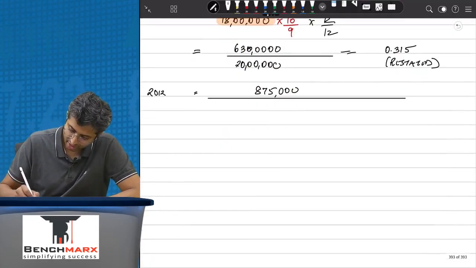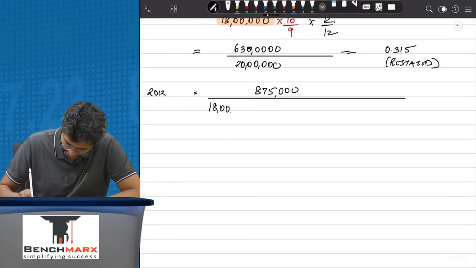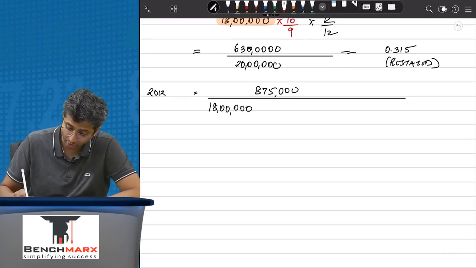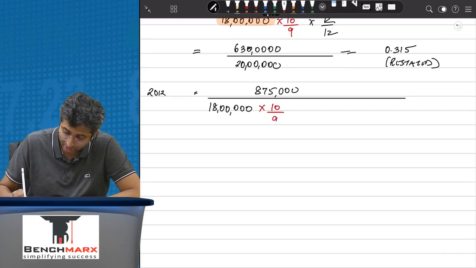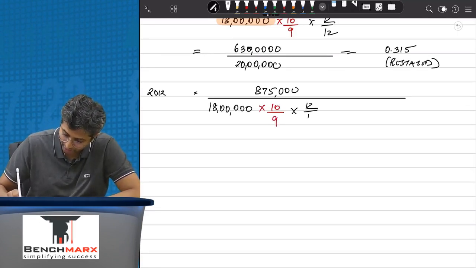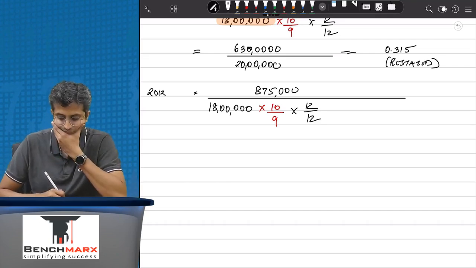So over here, you will have 18 lakh shares, which were technically outstanding for the entire year. But these 18 lakh shares have been outstanding prior to the date of rights, and hence there would be a bonus adjustment over here into 10 by 9 into 12 by 12. You can take this.